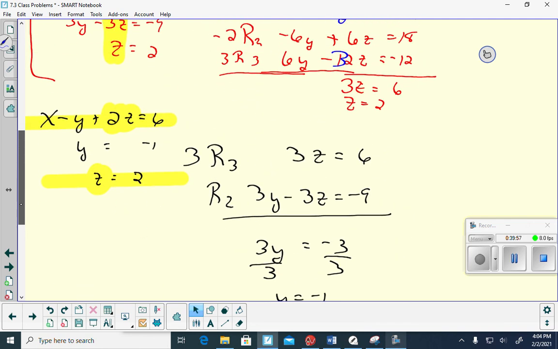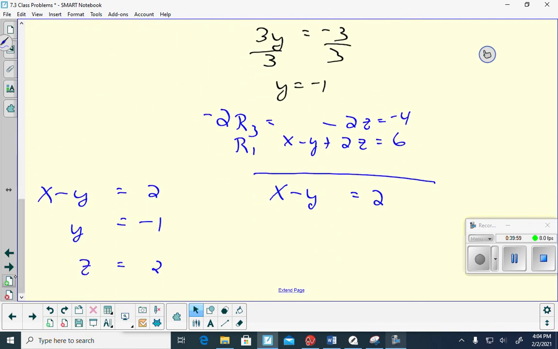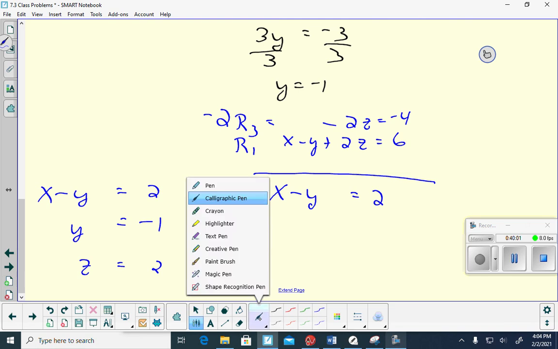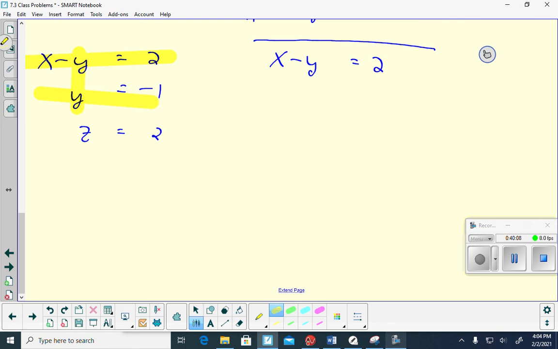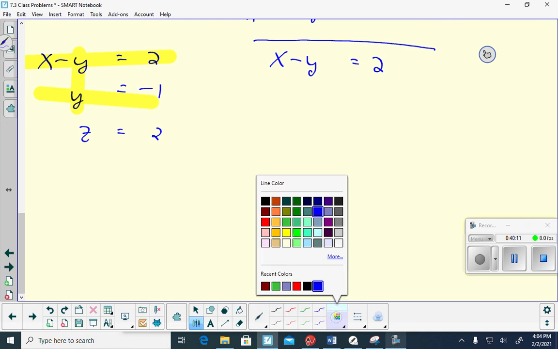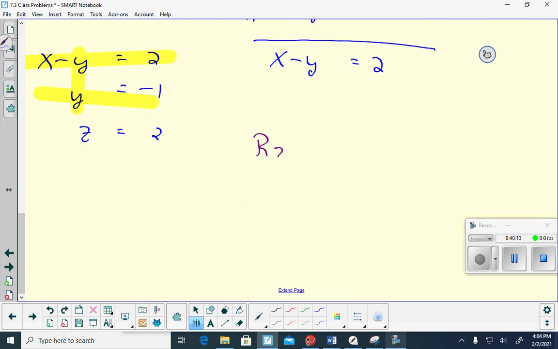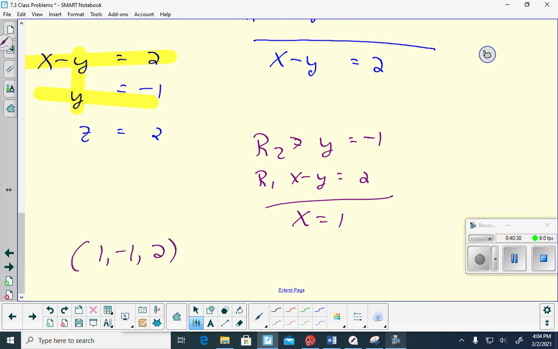I now want to do row 1 and row 2 to eliminate my y. So it looks like I just have to add those two together. I'm just going to go in the order that I would. Row 2 is y is equal to negative 1, and then row 1 would be x minus y is equal to 2. So I'm going to get x is equal to 1. So my ordered triplet would be 1, negative 1, and 2.